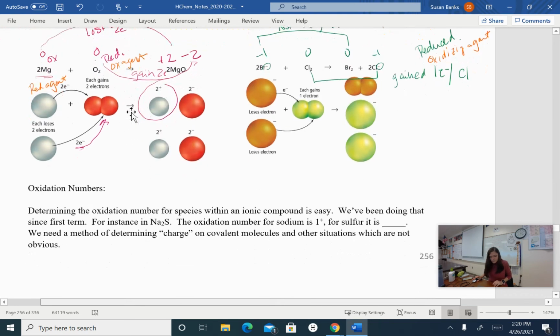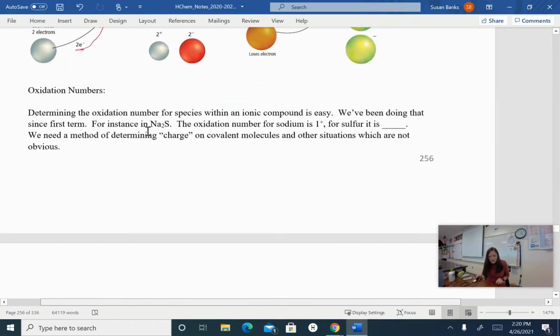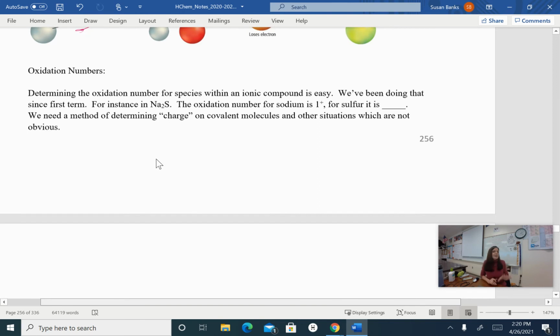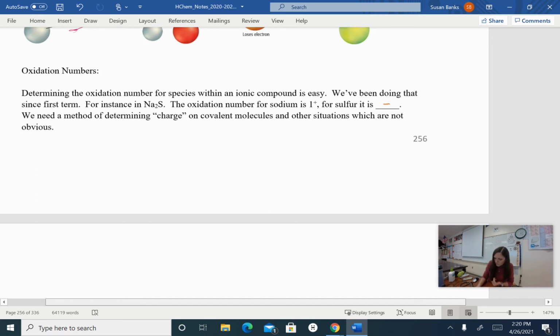Assigning oxidation numbers. Determining oxidation numbers for a species within an ionic compound is easy. We've been doing this since we started doing ionic compounds way back in November, December, really since first semester. For instance, in sodium sulfide, the oxidation number is +1 for sodium, since it's in that first column. For sulfur, because it's right under oxygen in the second to last column, it is -2.